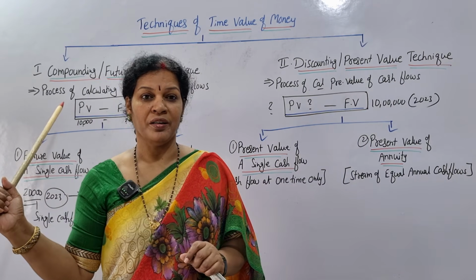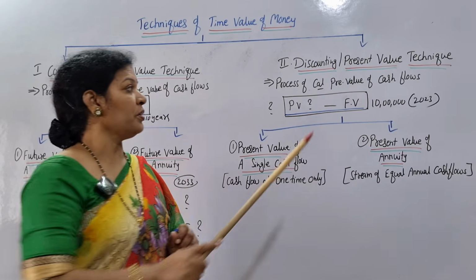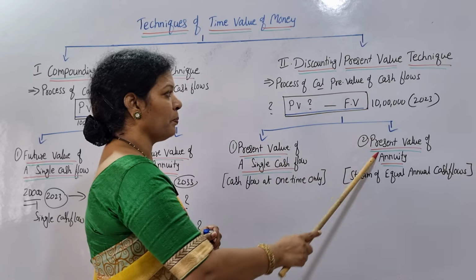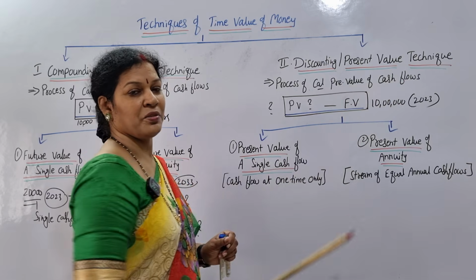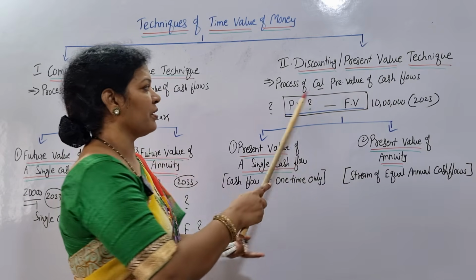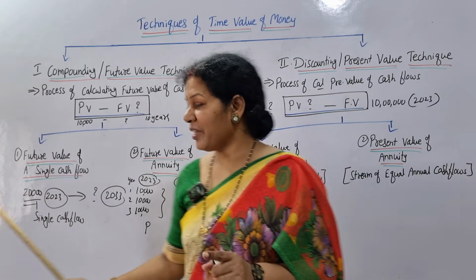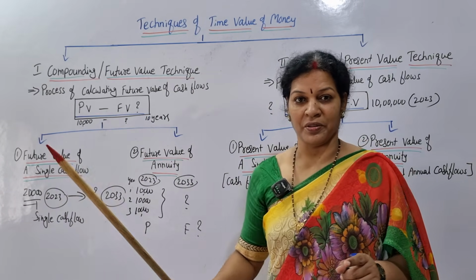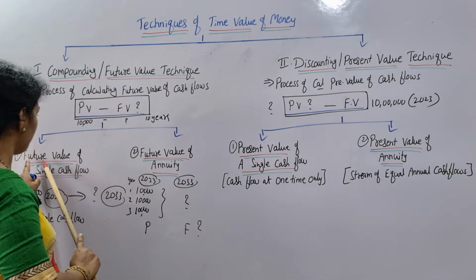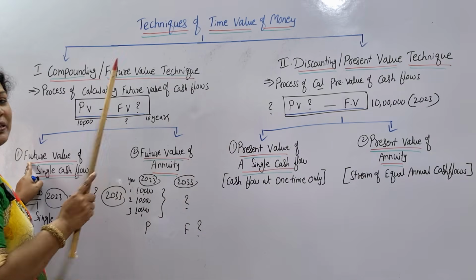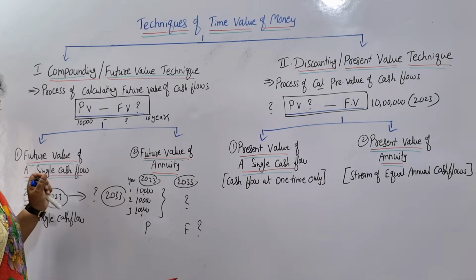There it was compounding or future value technique; here it is discounting or present value technique. This discounting or present value technique is once again divided into two parts. This part you understood: the process of calculating present value of cash flows. Future value is given, and present value we have to calculate as per this concept. Same as there, where we had future value of single cash flow, here it is present value of a single cash flow. We are just replacing future with present.